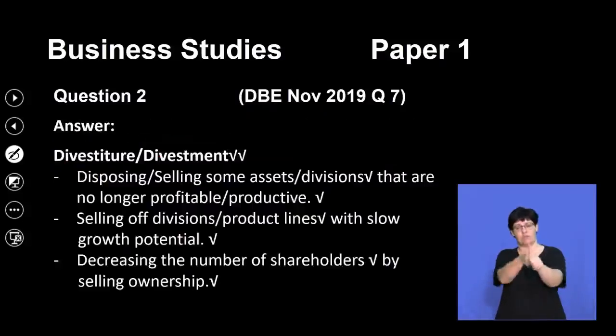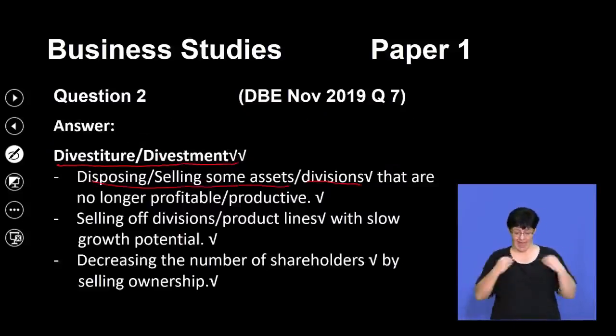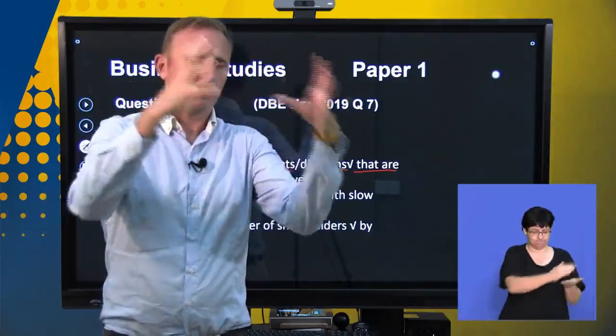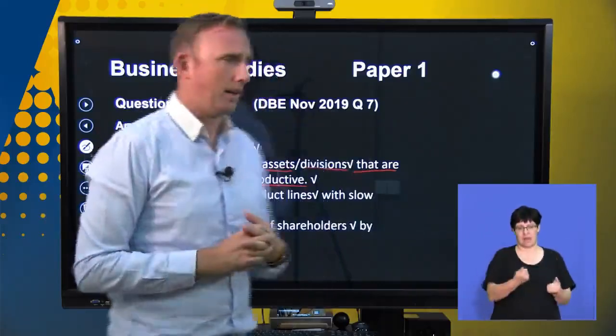So we look, the first strategy is divestiture or disinvestment. Right, so that's where we're disposing or selling some assets or divisions that are no longer profitable or productive for the business. A business might take a certain brand of theirs that isn't performing well, and they decide to just dispose of it because it is now costing them more money than it's actually bringing in.